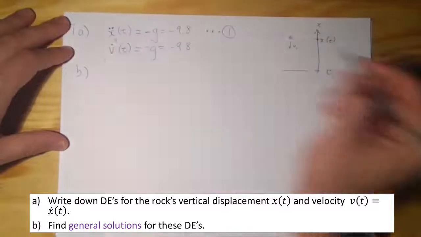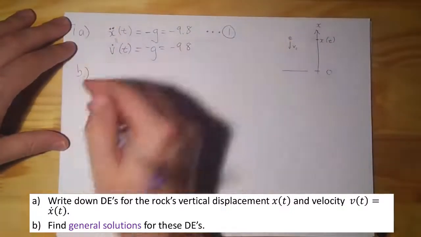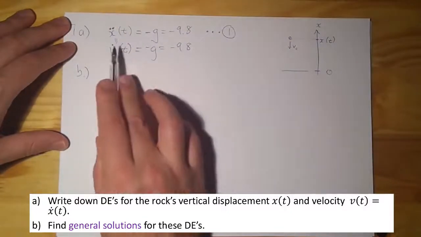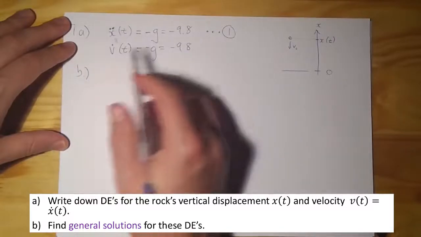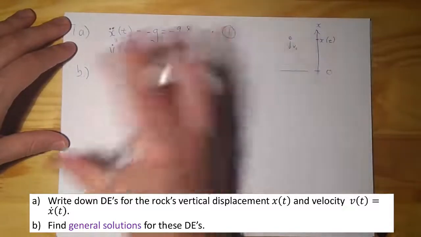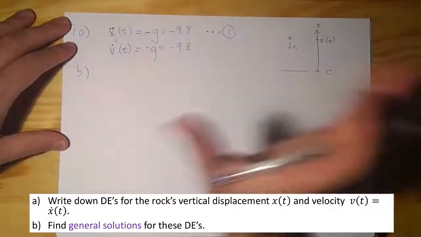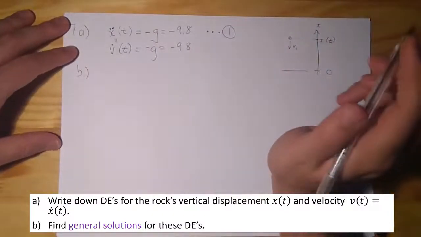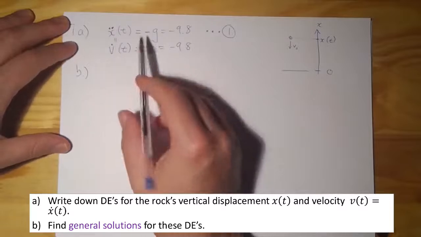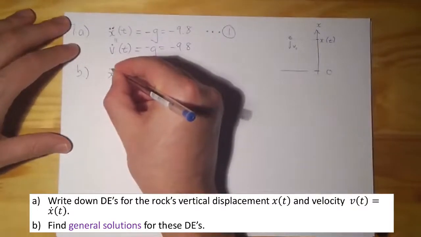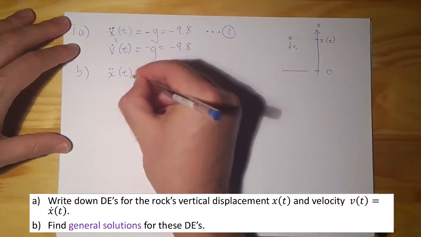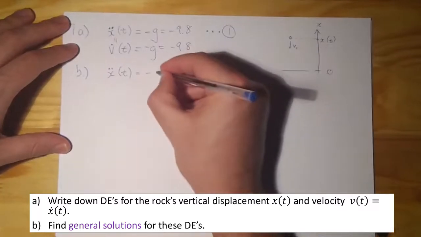So let's apply what we said at the beginning. I have to find general solutions. So general solutions are just expressions for the solutions that include the parameters and represent all possible solutions of the differential equation. And for something as simple as this, it is very easy to find. So let's start. I've got this equal to minus g.